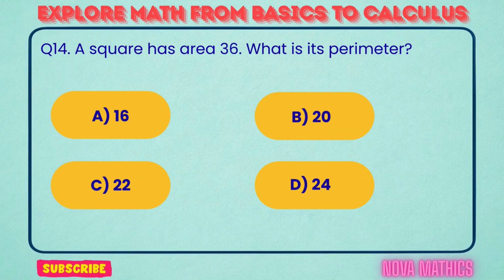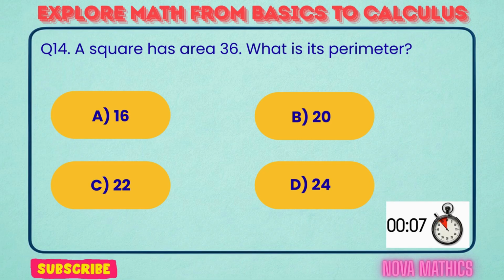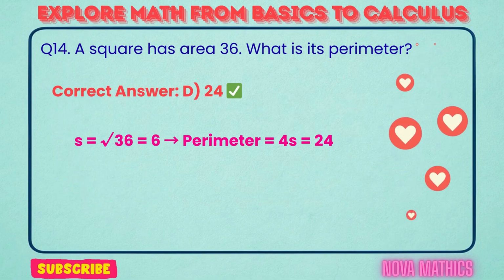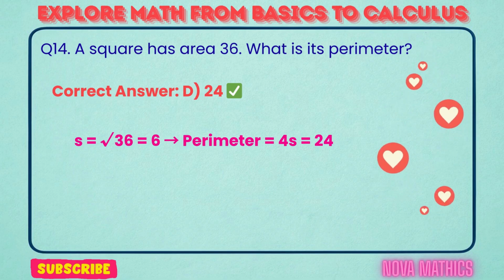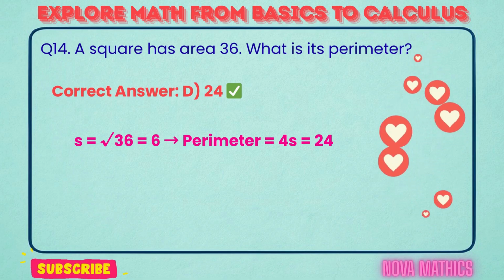14. A square has an area of 36. What is its perimeter? Correct answer is 24. Side 6 times 4 makes 24.